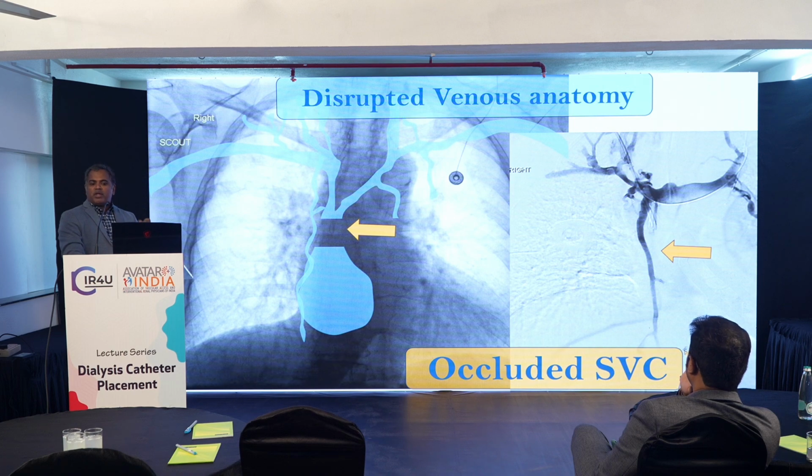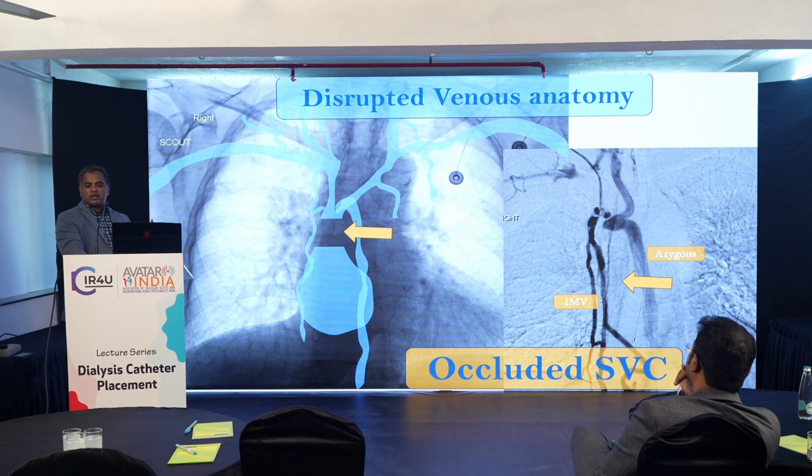Occluded SVC. When you have an occluded SVC, the body changes its shape by forming collaterals and by demonstrating other venous hypertension pictures. So the first and commonest thing it will enlarge is the azygos vein, which becomes very prominent. Sometimes you see the internal mammary vein has become a prominent one.